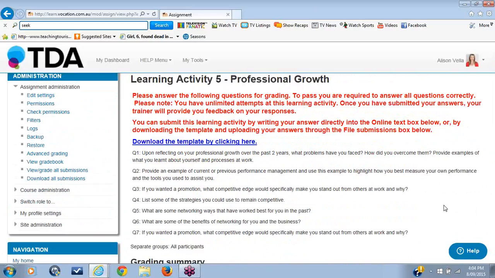If we wanted a competitive edge and a promotion, what competitive edge would make me stand out from others at work? You're right, a great opportunity would be for you to ask somebody you work with, what makes me stand out from others? I think it can be a very empowering question, this one. It's about selling yourself, isn't it? And some people are just not comfortable doing that.